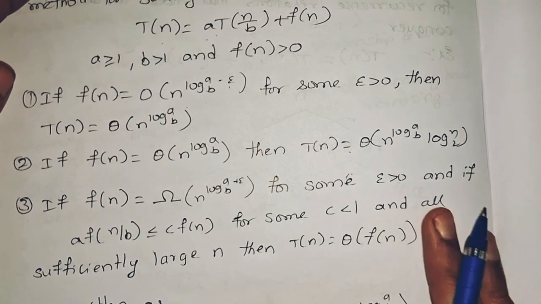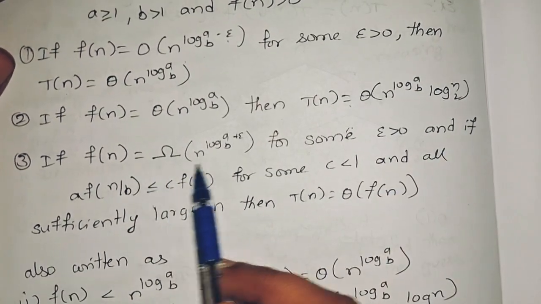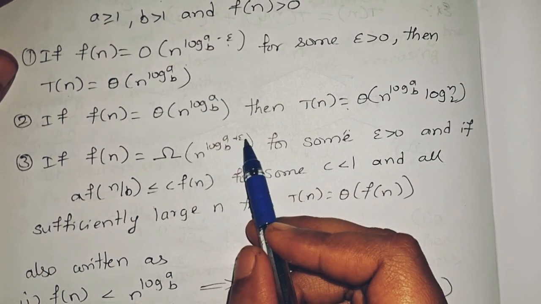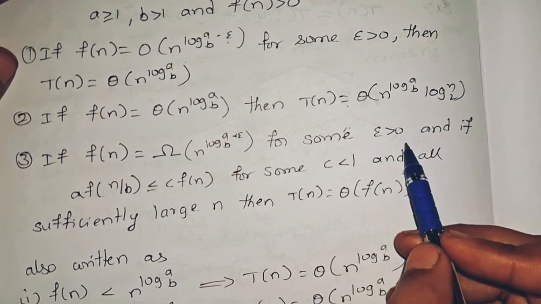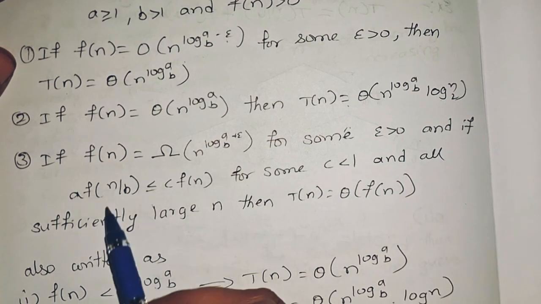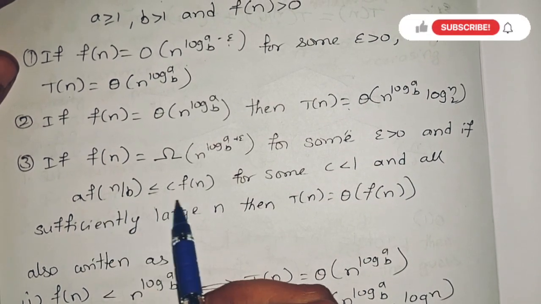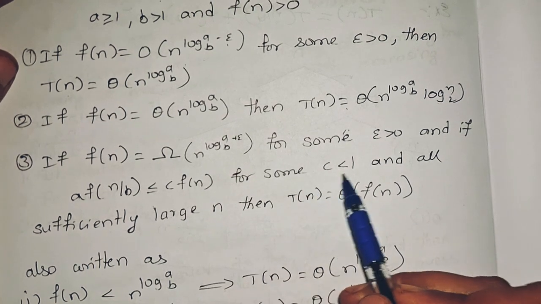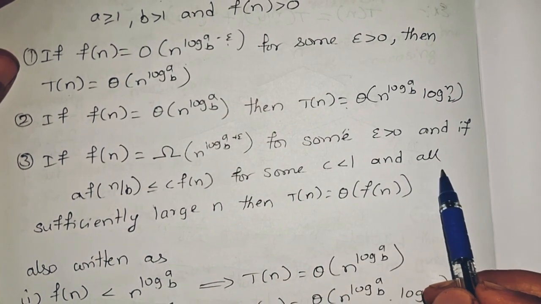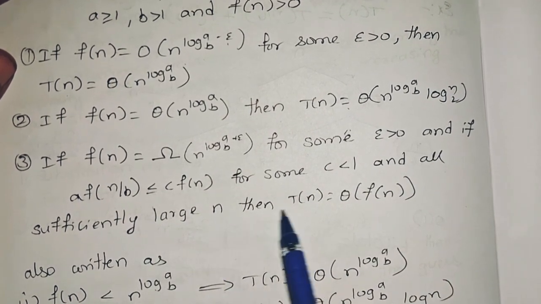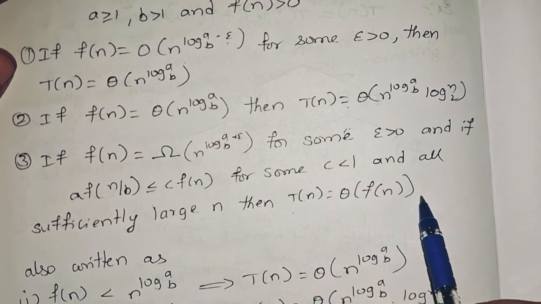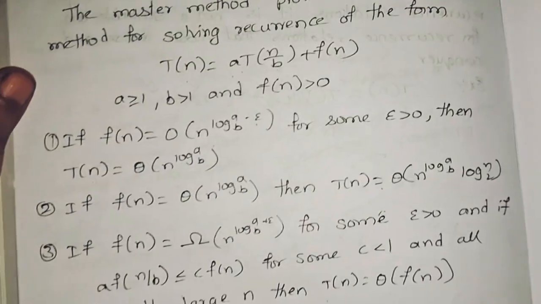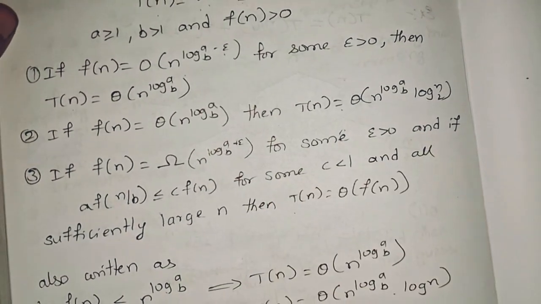Case 3: if f(n) = Ω(n^(log_b a + ε)) for some ε greater than 0, and if a·f(n/b) ≤ c·f(n) for some constant c less than 1 and all sufficiently large n, then T(n) = Θ(f(n)). So these are the direct formulas given for the Master's theorem.